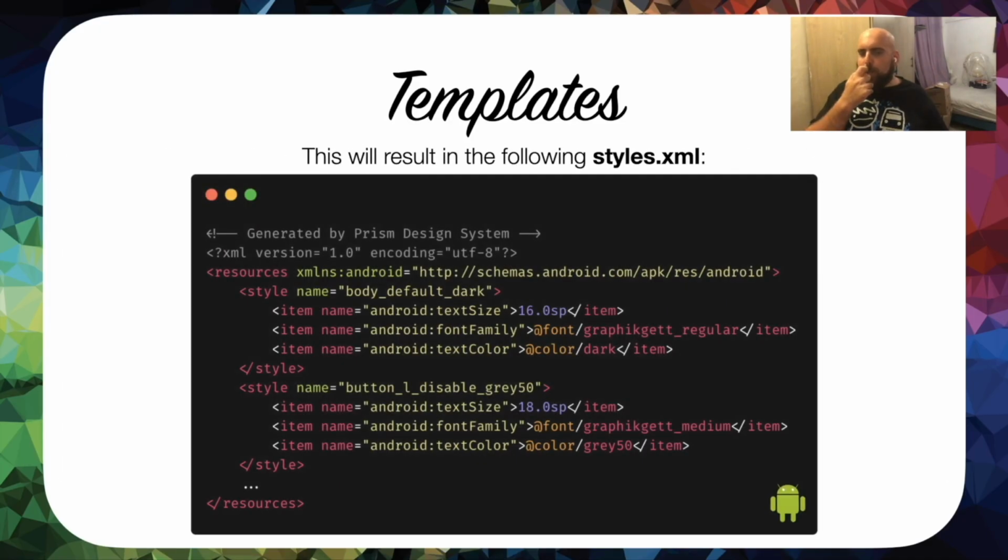So that's how the file will look. Notice that you have graphic Gett underscore regular. The identities are all specific to Android, body default dark with underscores, and everything is really tidy and nice looking.